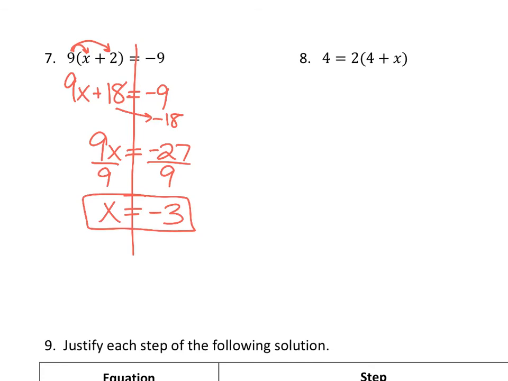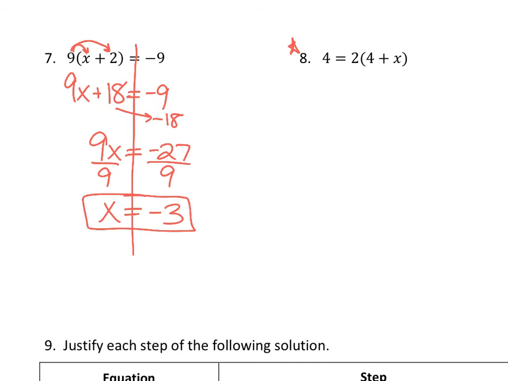Questions, comments, concerns? Let's super prove it to ourselves that we know it. We've got number 8. If you have a question, flag one of us down. Try number 8. Number 8, I would notice right away that the x's are on the side that I don't like them to be on.